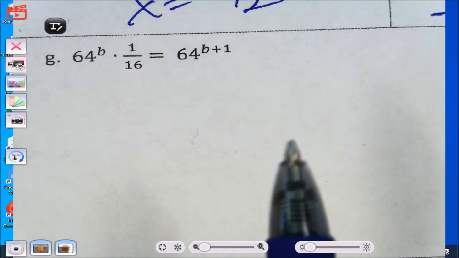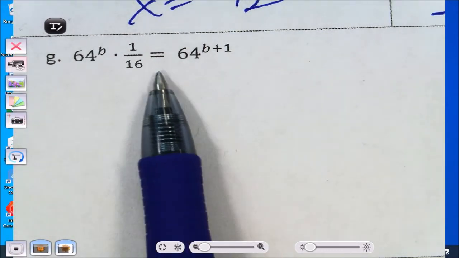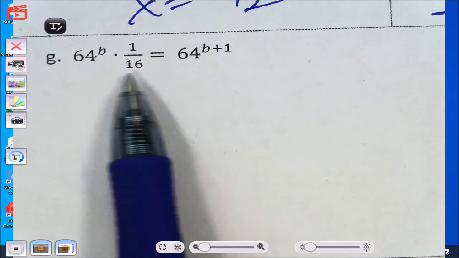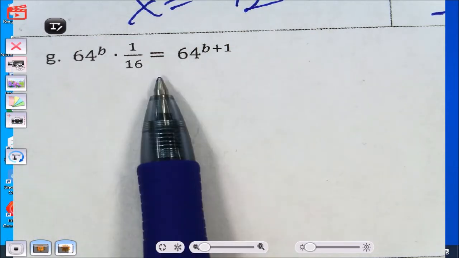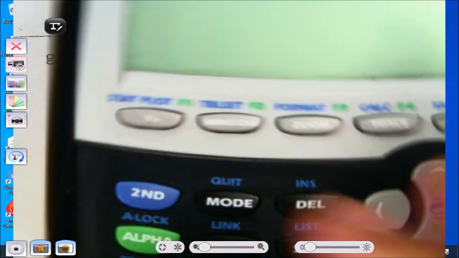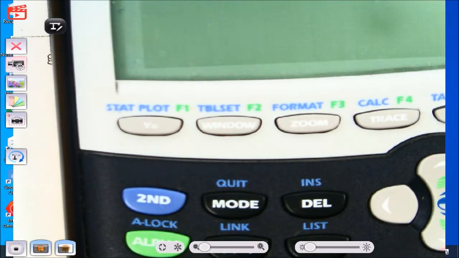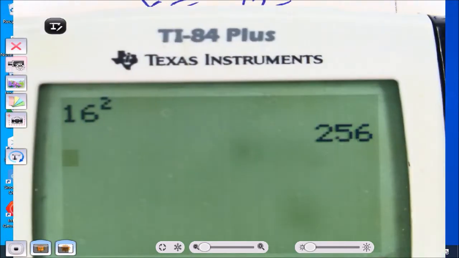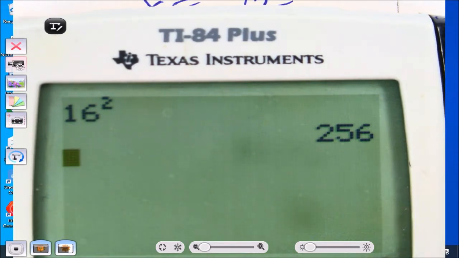Alright, so now I look at this and I go, can I write 64 as a power of 16? But I want to do integer exponents, okay? So 16 to the second power. What's 16 to the second power? Well, it's not 64, it's 256. So that means I don't want to use 16 as my base.